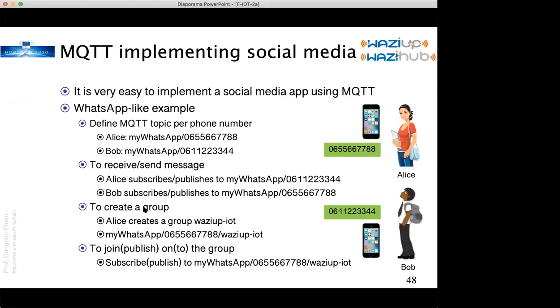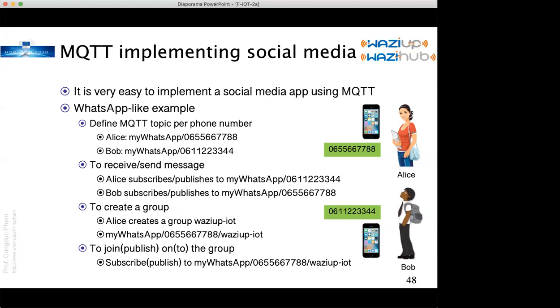Now, if you want to create a group, you have a group owner. Let's assume that Alice creates a group, Waziup IoT. So this is the topic of the group. See that the phone number here is the phone number of Alice, who is the owner of the group. So she's creating the Waziup IoT topic. She can share this topic with all the persons who want to join the group, okay?